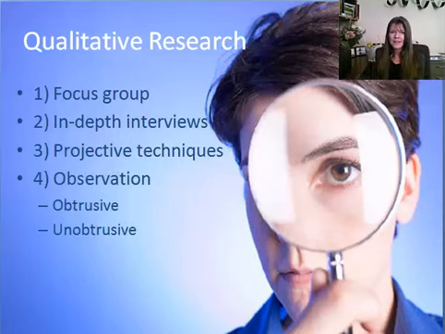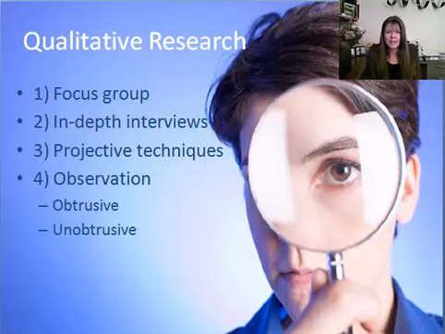Now, the last one under qualitative research, number 4, is the observation. An observation is when researchers observe and record consumers' behavior with or without consumers' knowledge. Now, when it is with consumers' knowledge, it's called an obtrusive observation. And it's called that because your known presence may actually obtrude upon, in other words, change the consumer's behavior.